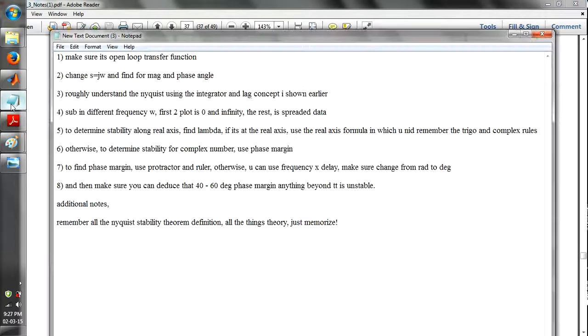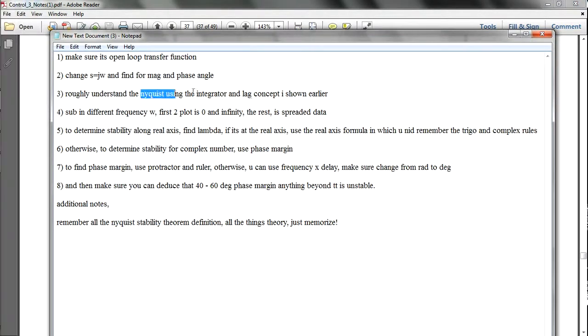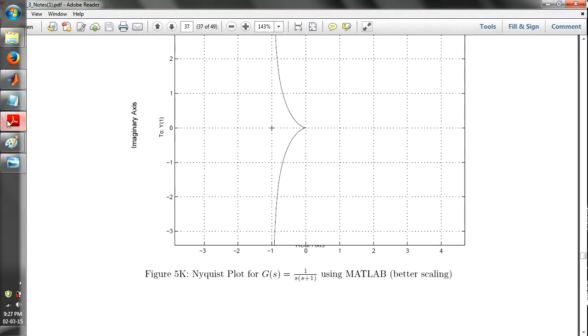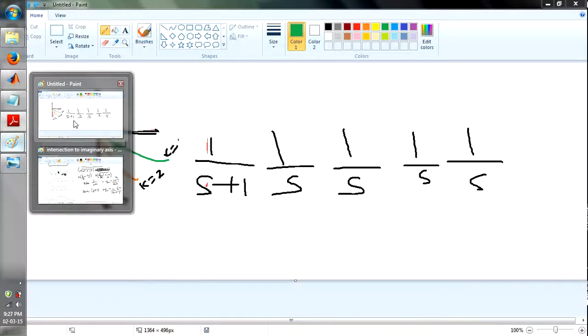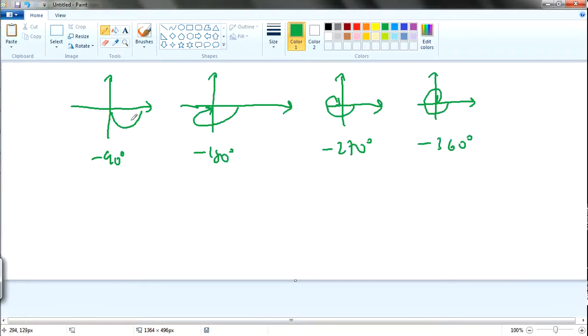And therefore once you understand how the Nyquist plot will look like, and also the trend that I've shown you, if it's minus 90 degrees, you're at the fourth quadrant. If you're minus 180 degrees, you're at the third quadrant. It comes in this manner. If you're minus 270 degrees, it comes in the second quadrant. If it's minus 360 degrees, it comes back to the first quadrant.